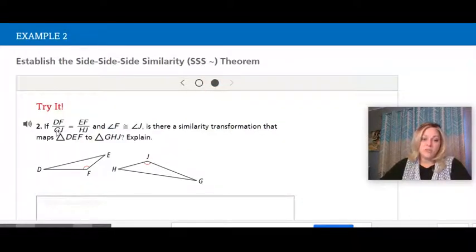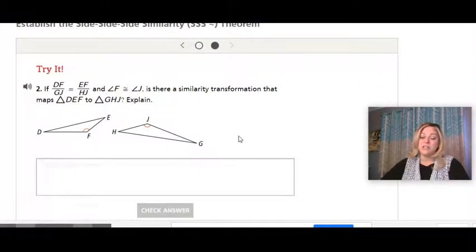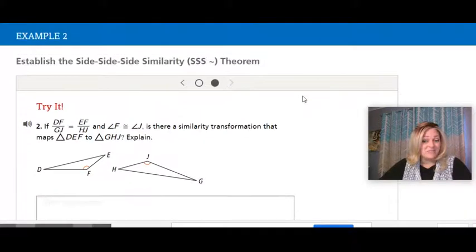If two of the corresponding sides have the same scale factor, or the ratios are congruent, and they have a congruent angle, is there a similarity transformation that maps one onto the other? Again, you can map them visually or in your head, and then check your answer. Does it work if it's two sides and an angle? Let's check.